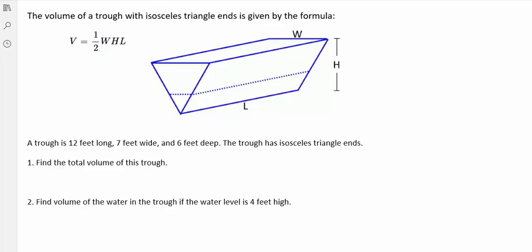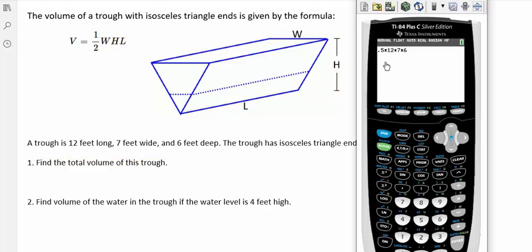In this problem, we're given a trough with this as its width, this as its length, and this as its height. And if you wanted to find the total volume of the trough, you could multiply those three dimensions and cut it in half. You're likely not here for that part of the video, so I am going to make that quick.